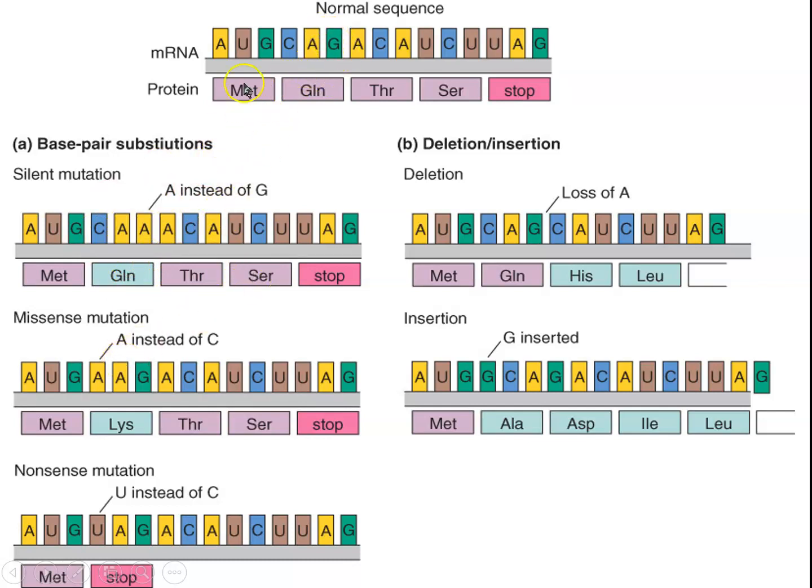But if we changed this to an A down here, now instead of CAG, it's AAG, and that's lysine. So that is going to definitely change the peptide. Glutamine and lysine are not the same, and they will have different chemical properties. So this missense mutation will change what this peptide does. And then here's the severe one, the nonsense mutation. Instead of CAG glutamine, it's UAG, which is a stop. And that means none of these other amino acids even get incorporated into the protein. It just stops at this point.